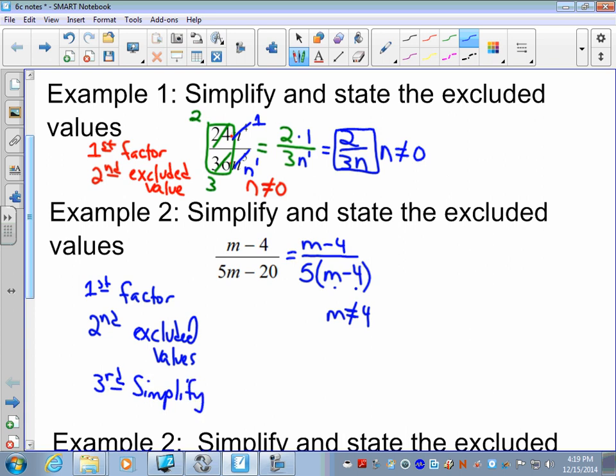So we look at what on the numerator and denominator is the same. Well, I have an m minus 4 in the numerator and an m minus 4 in the denominator. M minus 4 divided by m minus 4 is 1. Simplifying this, we have a 1 in the numerator divided by 5, with the excluded value m cannot equal 4. That's your final answer.